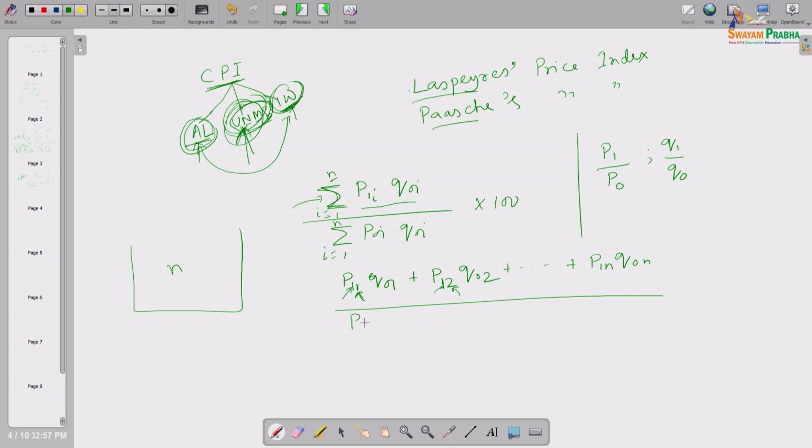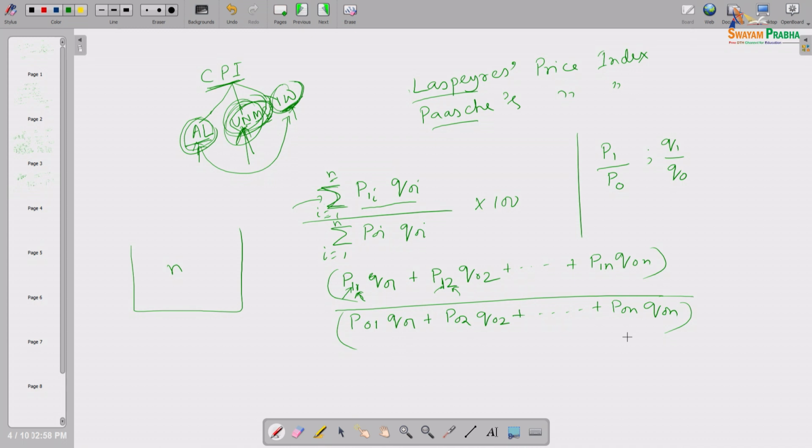If you expand the denominator, what will it be? It will be P01 Q01 when i takes value 1, P02 Q02 when i takes value 2, and so on, up to P0n Q0n when i takes value n, as n different commodities are there. So in the numerator, what is there? Let me tell the denominator first.